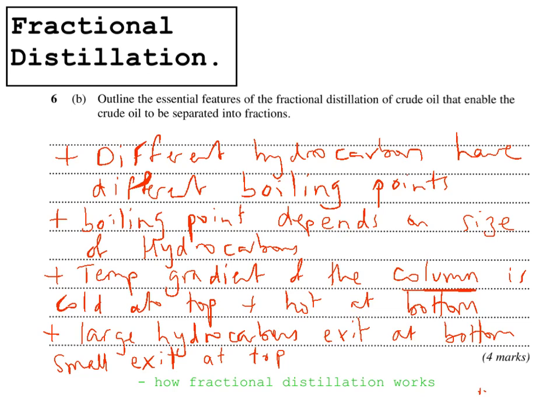And then you say where the different hydrocarbons will come off. So the large hydrocarbons come out at the bottom because it's hot down there, and the large hydrocarbons will have higher melting points. They'll still be liquids at hot temperatures, and the small ones come out at the top. So the ones that are still gases at, say, room temperature will exit at the top as a gas.